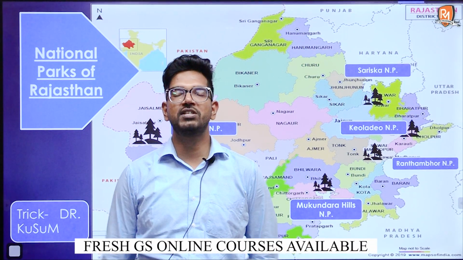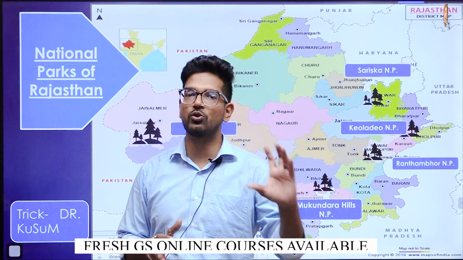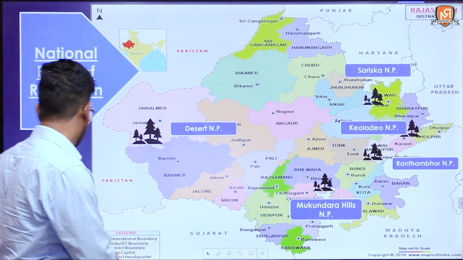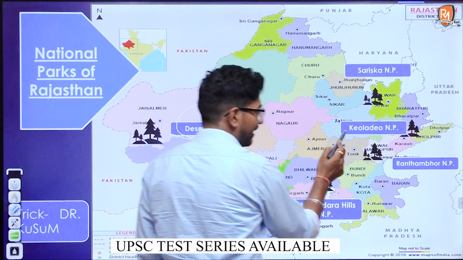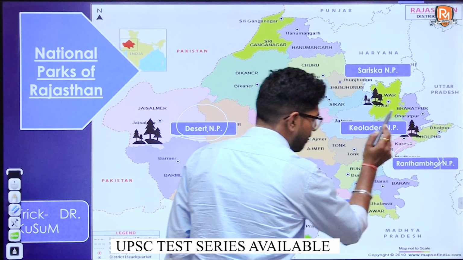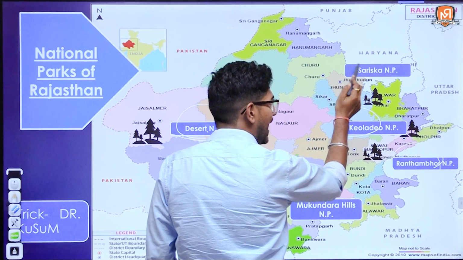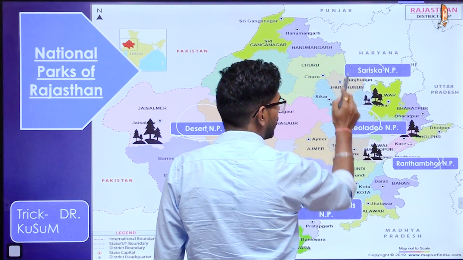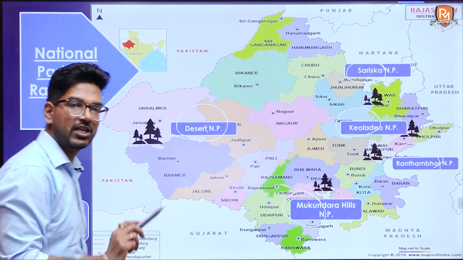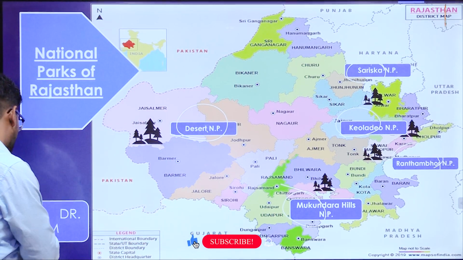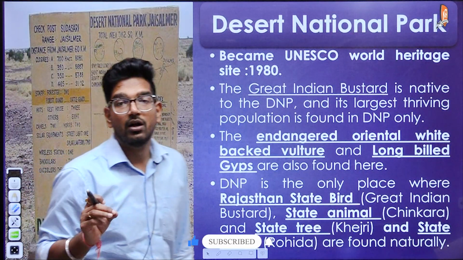So how do we remember the names of these national parks? You have to remember Dr. Kusum. Start with D: D stands for Desert National Park. R stands for Ranthambore National Park, then K stands for Keoladeo National Park, S stands for Sariska National Park, and M stands for Mukundara Hills National Park. You have to remember them by the name Dr. Kusum.